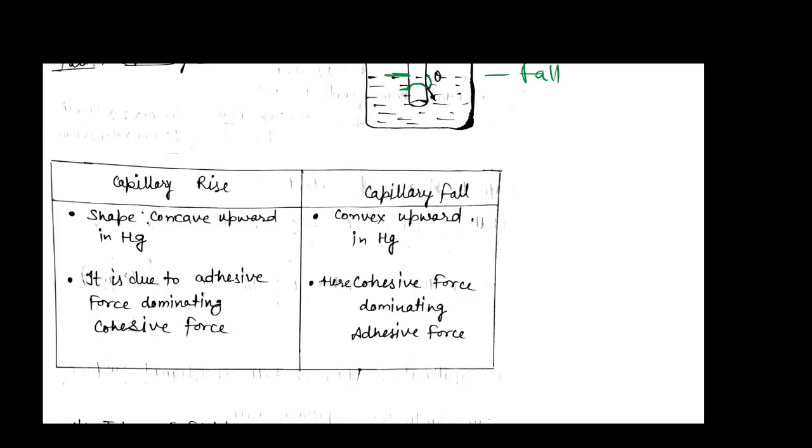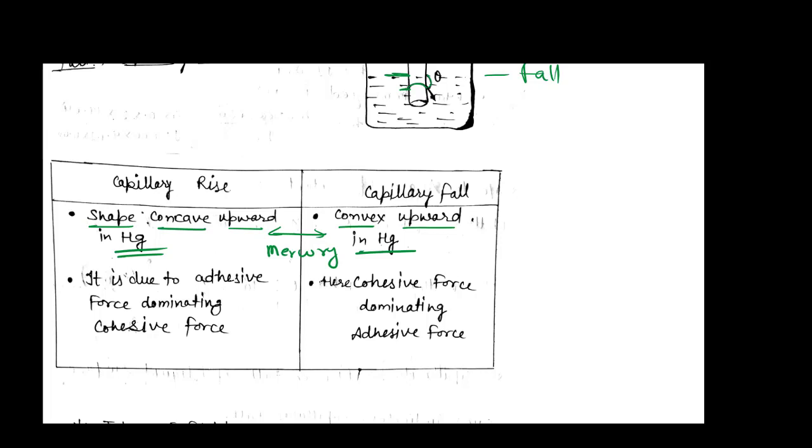In the case of capillary rise, the shape of the liquid surface in the tube is concave upwards. When there is a capillary fall, as in the case of mercury, the shape is convex upwards. So mercury shows both concave as well as convex shapes.